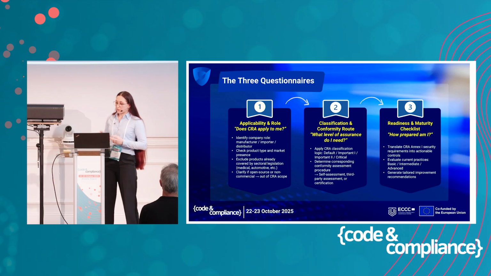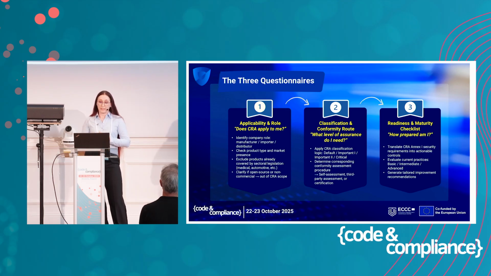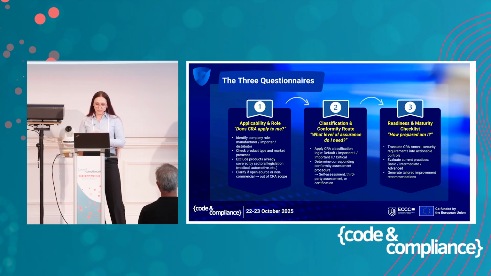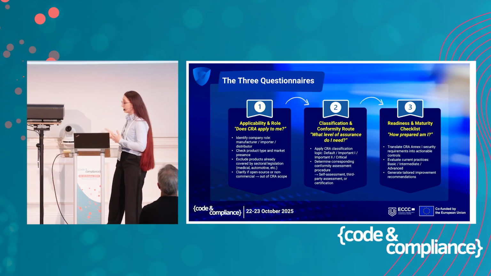So with the second questionnaire, you will determine again if your products will be a default one, an important class 1, 2, or critical, and what to do after that. Self-assessment, or do I have to get a certification or notify anybody, an assessment that we have to do. And after that, understanding where the product class is, comes the third questionnaire focused on readiness.